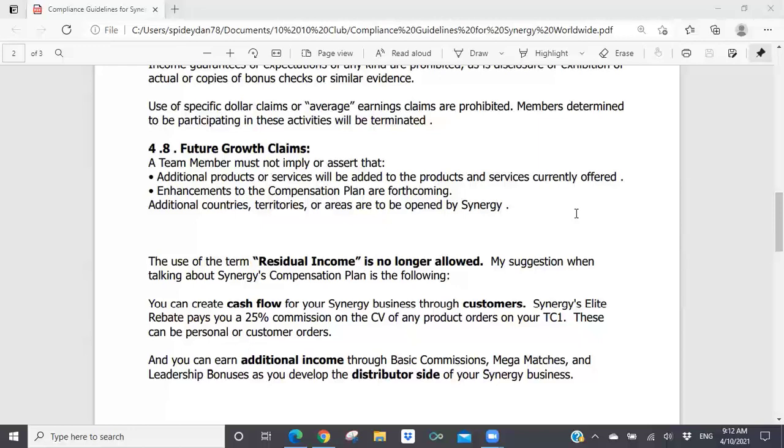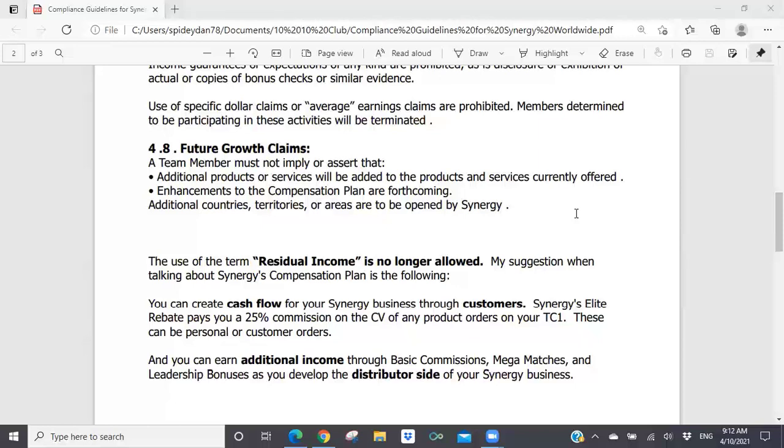And then all I've done on the residual income, which historically has been used in network marketing, but for whatever reason the government doesn't like that term, and so Synergy wants us not to use that term, is just use additional income. You can earn additional income through basic commissions, mega matches, and leadership bonuses.